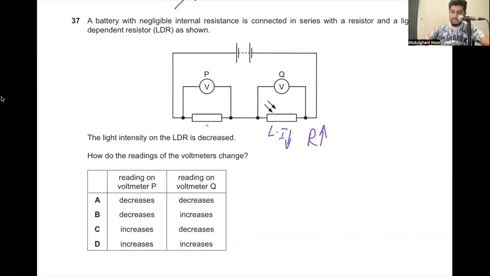Let's say iski resistance initially 5 ohms थी और इसकी resistance भी initially 5 ohms थी. And this is 12 volts. If this is 12 volts, each gets 6 volts. Because some students prefer having numbers. तो ये 6 volts हो गया.